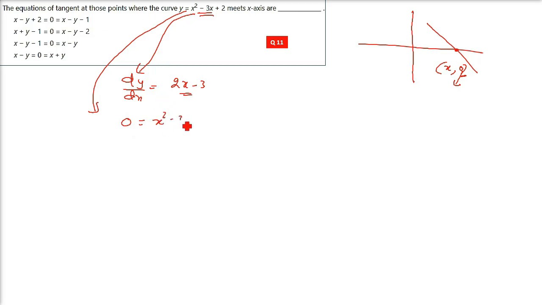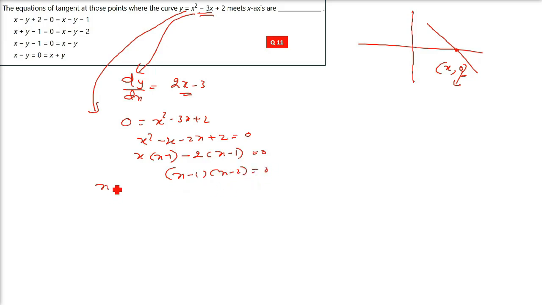So x square minus 3x plus 2 is equal to 0. You can write it as x square minus x minus 2x plus 2 equals 0. X you can take common, x minus 1, minus 2 you can take common, x minus 1 equals 0. So the roots are x minus 1 and x minus 2, putting 0. X will be equal to 1 or x is equal to 2.